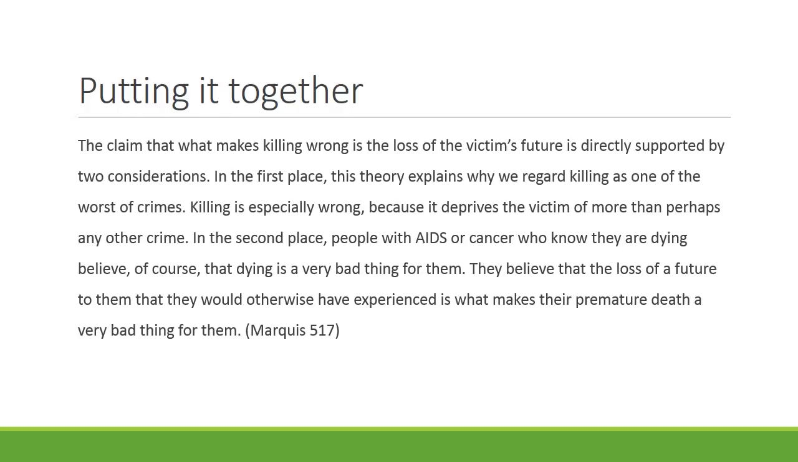First, I'm going to ask myself, what is Marquis trying to get me to do or believe? And he wants me to believe that what makes killing wrong is the loss of the victim's future. He follows that with this phrase, my conclusion, I'm just going to call that his conclusion, is directly supported by two considerations. I love it when authors use a number like that. I can even stop reading at this point and skim the rest of the passage looking for some indicator word to show me what these two considerations are. And here they are. First and second.